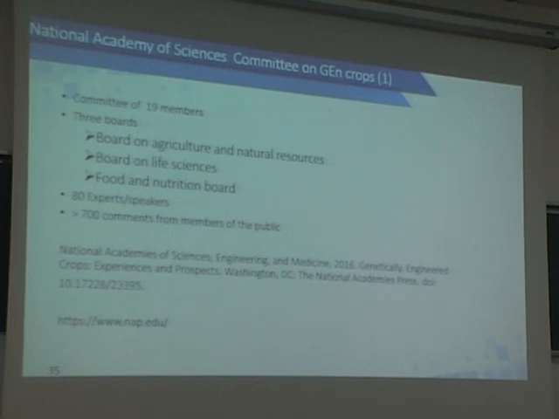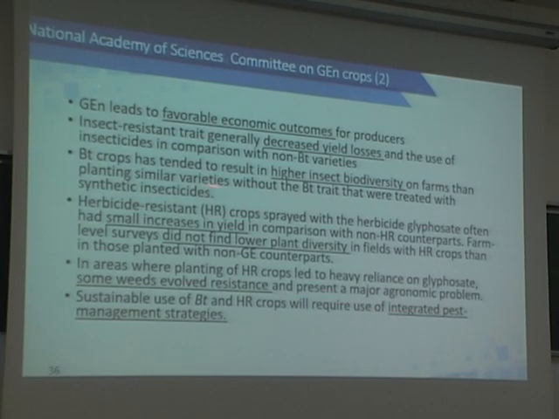I would highly recommend that anybody having doubts about the benefits of genetic engineering read this report developed by the National Academy of Sciences, published, I believe, in 2016. It involved a committee of 19 members and three boards in the areas of agriculture, natural resources, life sciences, and nutrition. They invited 80 experts who gave talks about genetic engineering, not necessarily in favor. They invited all kinds of experts, and they collected 700 comments from the public on the use of this technology. And this is their conclusion.